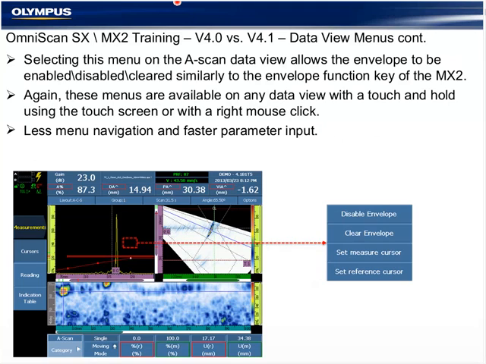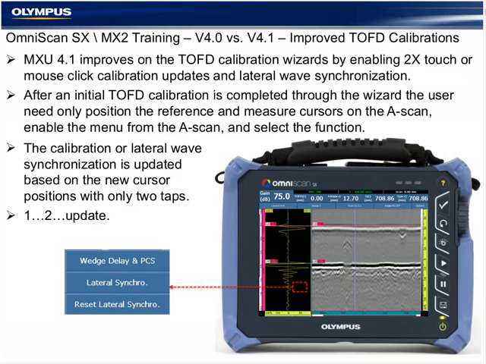So we will demonstrate after the PowerPoint presentation the ability to calibrate under several different conditions, lateral wave synchronization, and for any calibrated file at any time in full screen mode, we have the ability for a two-step click calibration update and ability to both set and resynchronize the lateral wave on the B-scan as well. Faster, easier, and you don't have to enter the wizard more than one time to complete those functions.